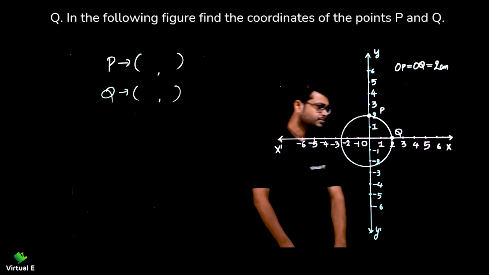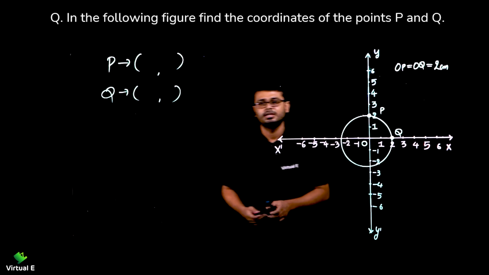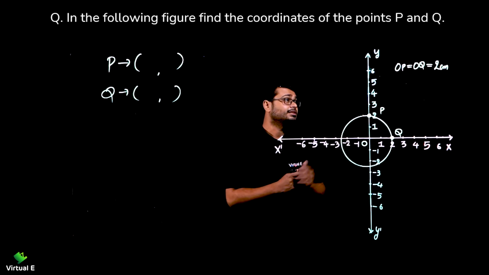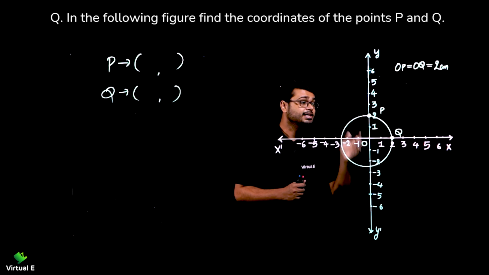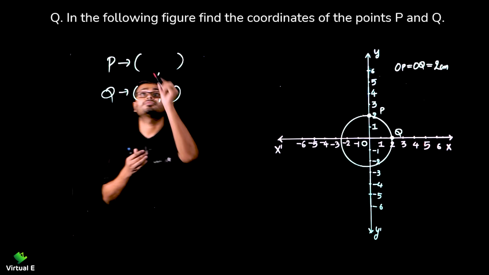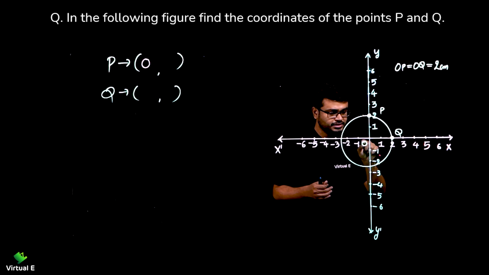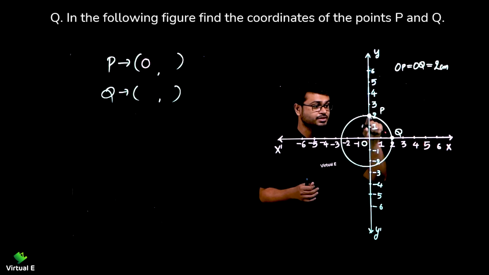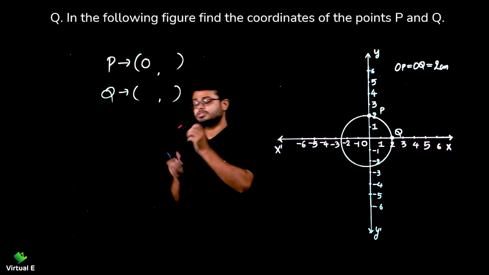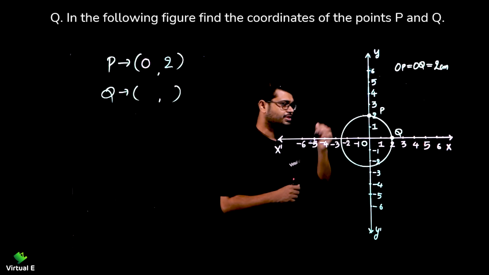So let's start. How shall we get it? First of all, let's start with P. Now P is on the y-axis. Previously we discussed that if the point is on the y-axis, the x coordinate will be 0. So for P, the x coordinate will be 0. So let me write over here, right? And for y, see, OP is given as 2 centimeter. So where are we supposed to stop on the y-axis? At 2. So let's write here, positive 2, right? It looks like that only.